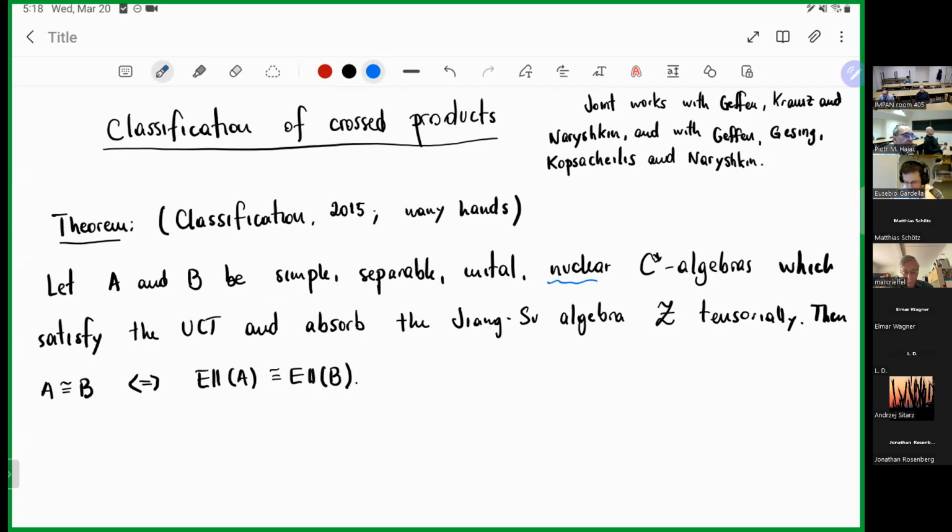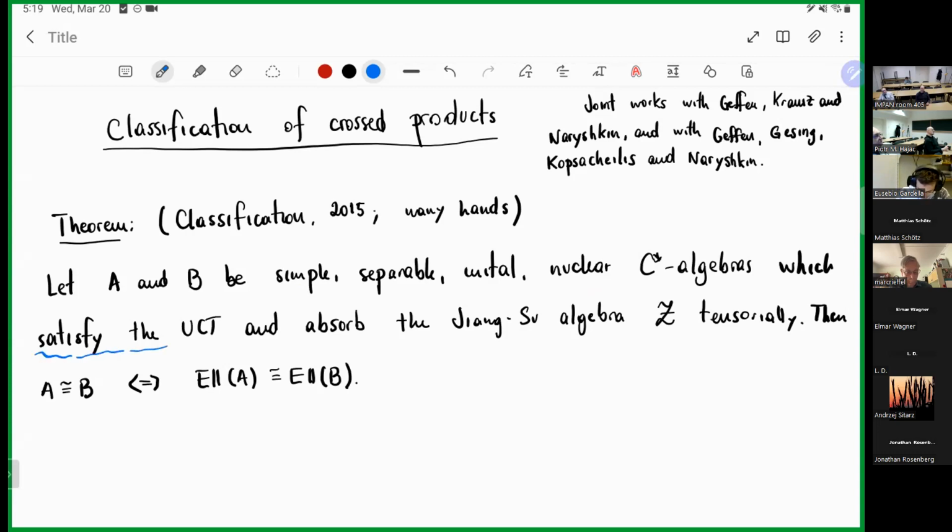Nuclearity is the completely positive approximation property, and it can also be characterized in terms of tensor products. So, for example, A is nuclear if and only if for every other C-star algebra C, A tensor C max and A tensor C min, maximal and minimal tensor products, agree. So the canonical map from the maximal to the minimal is isometric. That's nuclearity, or at least one way to characterize it.